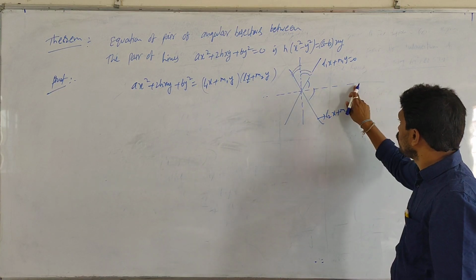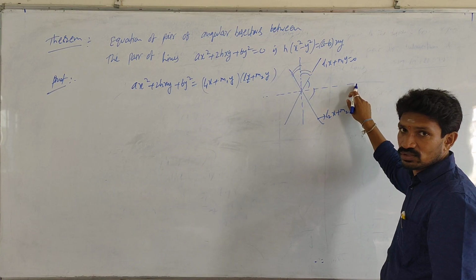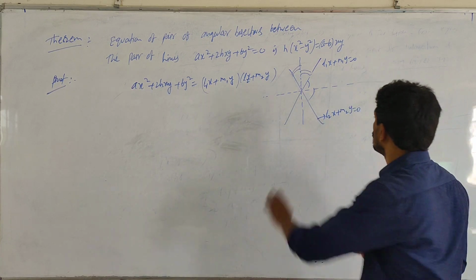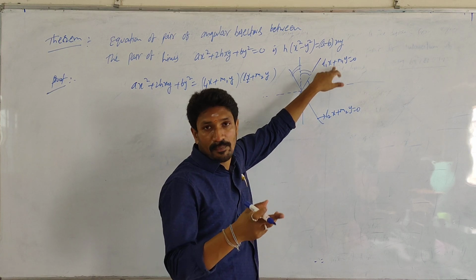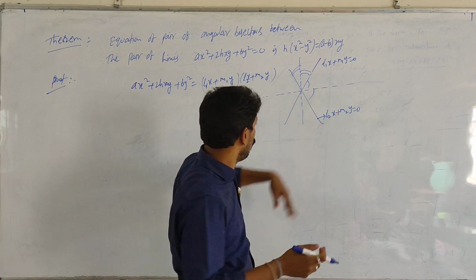Okay, so we are going to find these equations by using straight lines. So these are the two lines. What is the angle bisectors of a pair of straight lines? So we know very well.